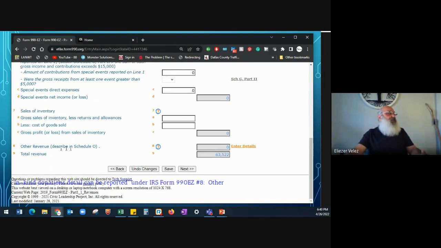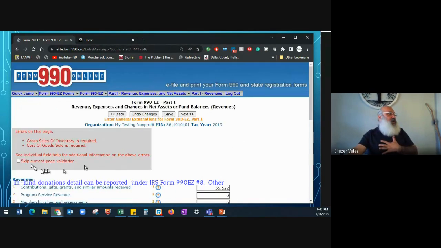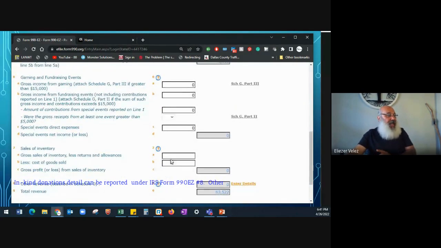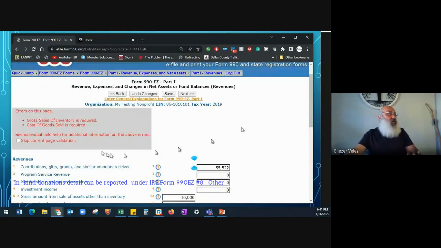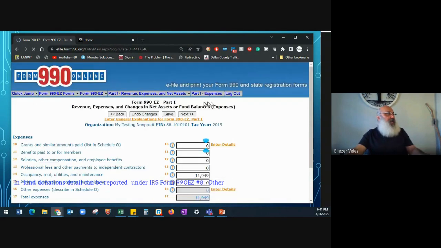So anyway, the revenue that we have for 2019 was $63,000 for our organization. When you try to move forward, the system doesn't let you unless it's telling you we need this information. And so what it's telling me actually is that I can't go unless I put in this information, and I left it open just to show you that even if it's a 0 that's missing, it's not going to let you go. So I could skip the validation, or since I know what the problem was, I'm just going to say no, go forward to the next section.